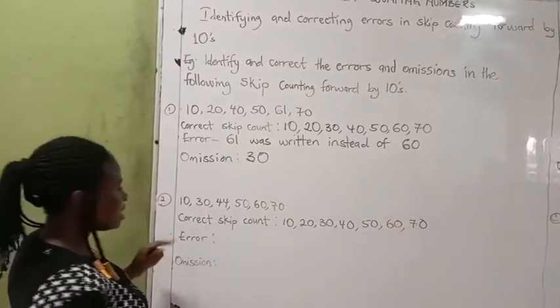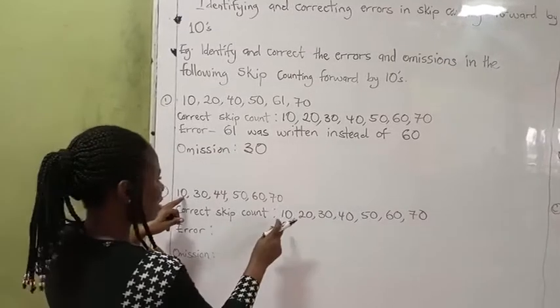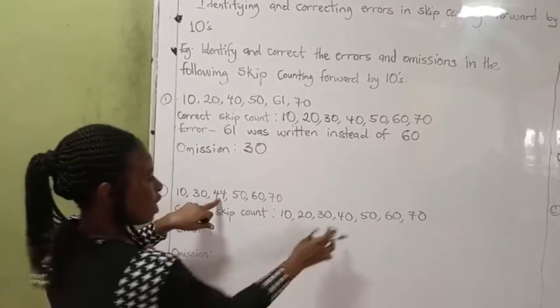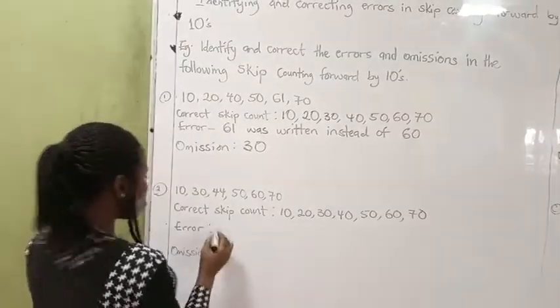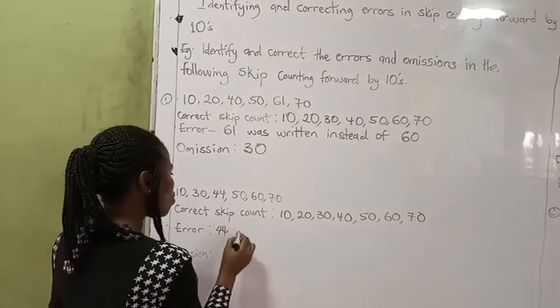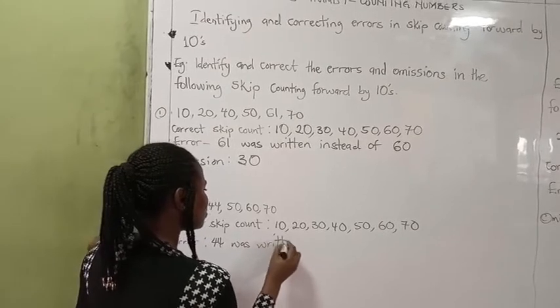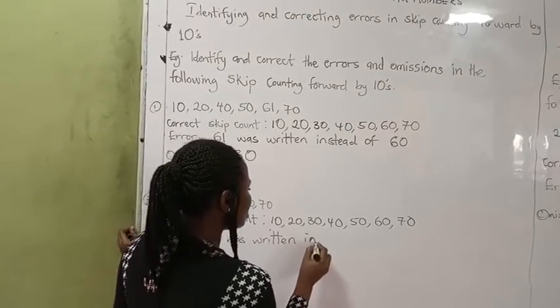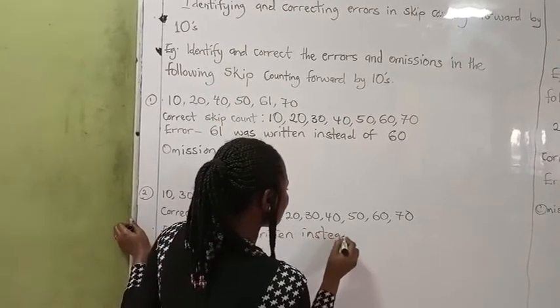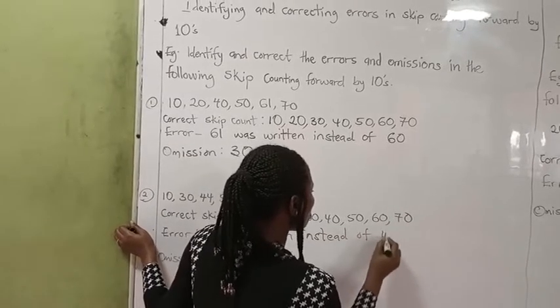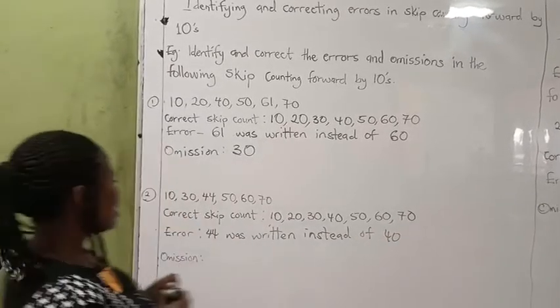Good. So let's see the error here. This is 44 and it's supposed to be 40. So you write 44 was written instead of 40. Very good.